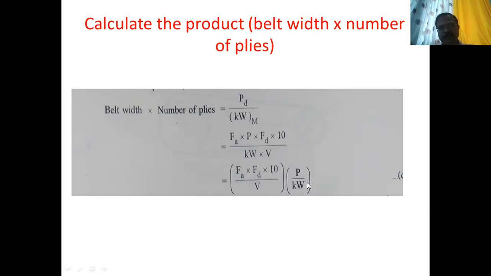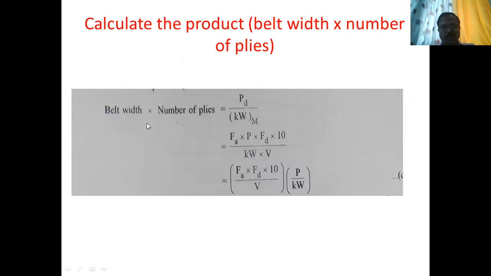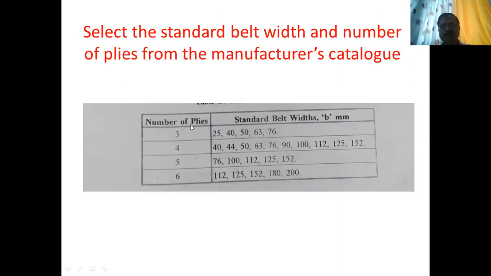particular equation. Then the next stage is to select the standard belt width and number of plies from the manufacturer's catalog. So here, if we know the value of this belt width into number of plies, going on trial and error method, we can exactly know how many plies and what will be the standard belt width for that number of plies. So based on that product, we can select the standard belt width and number of plies from this table.